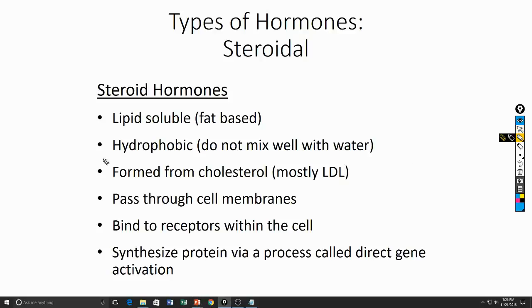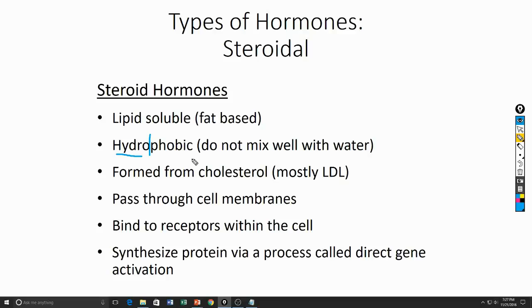This term hydrophobic, you guys maybe have seen this before, and forgive me if you're already familiar with this, but if we look at the term here, hydro refers to water, right? Like hydroplaning. So water, phobic. If you're phobic of something, you're afraid of it. Not like a steroid hormone is afraid of water. It just doesn't react with water very well.